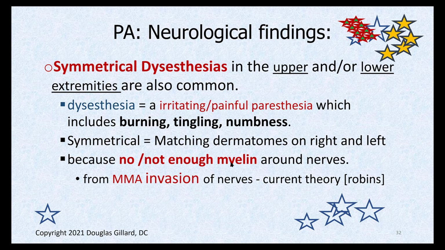The wire around the nerve is gone, so they're getting short circuits. Really, why is it happening? Because MMA buildup inside the nerves is the current theory.